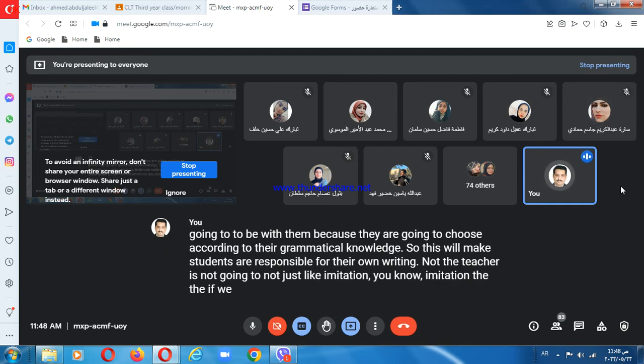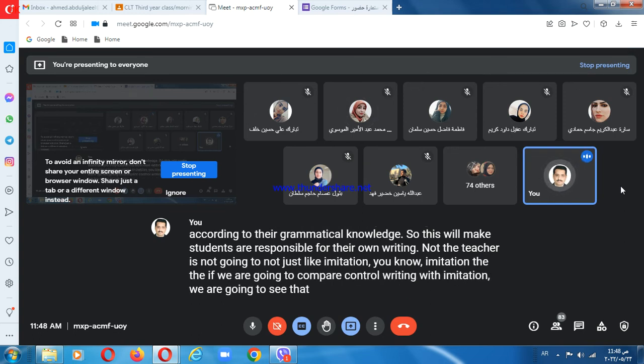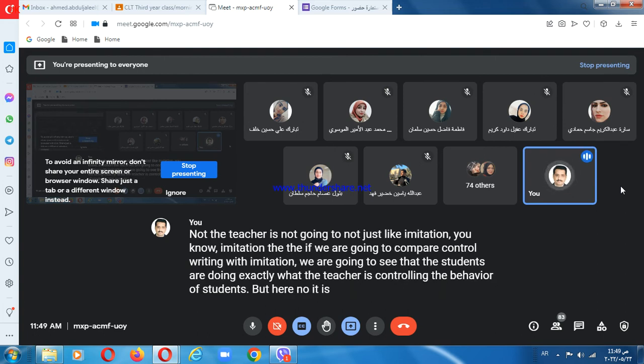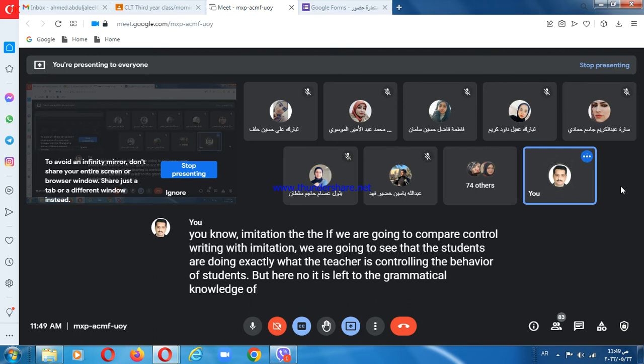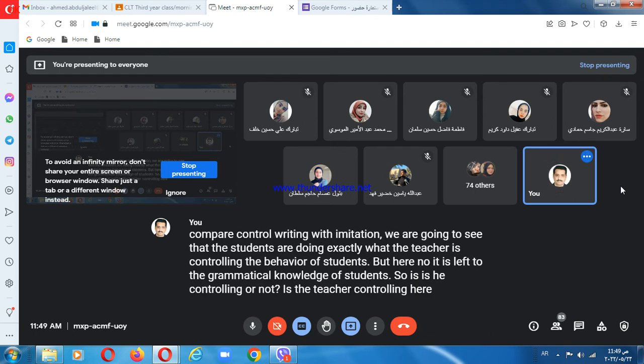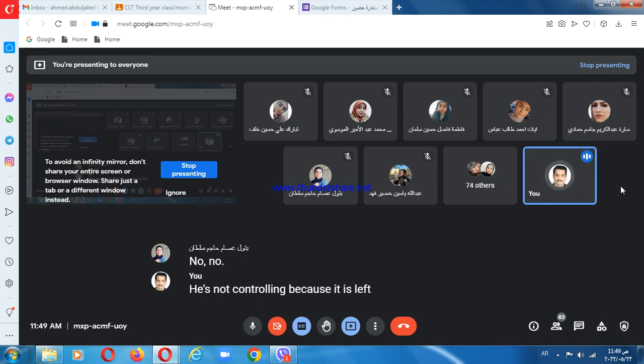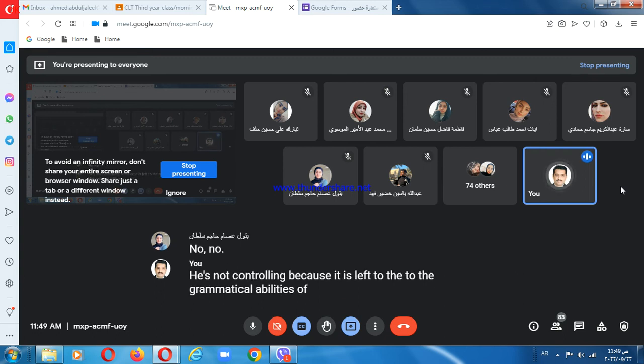If we compare controlled writing with imitation, we are going to see that in imitation the students are doing exactly what the teacher says, so the teacher is controlling the behavior of students. But here, no, it is left to the grammatical knowledge of students. So is the teacher controlling here or not? No. He's not controlling, because it is left to the grammatical abilities of students to choose the correct option.